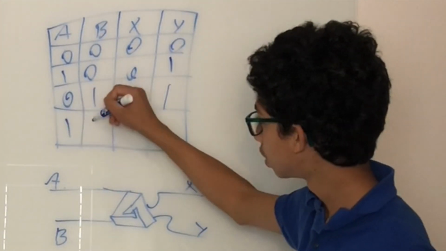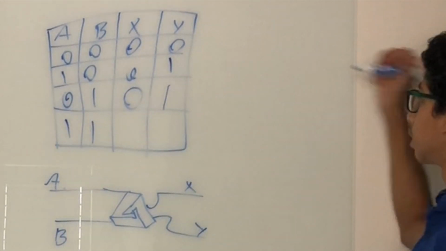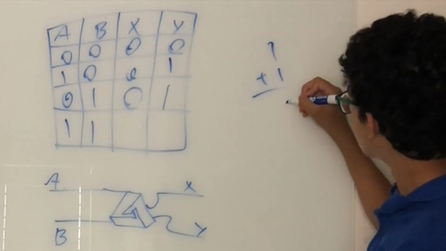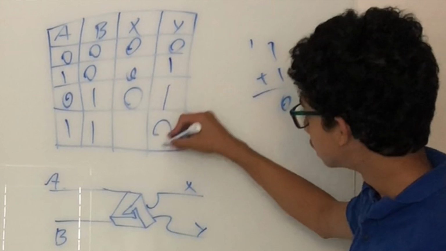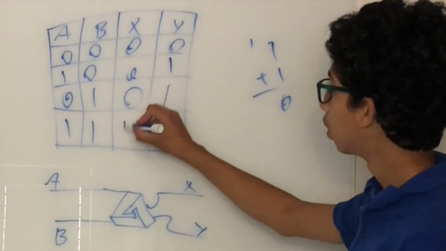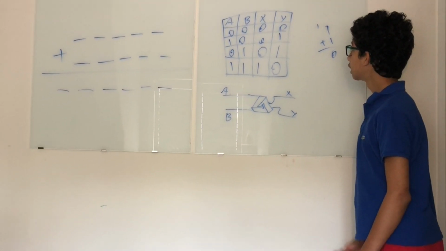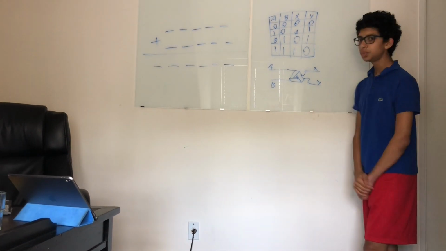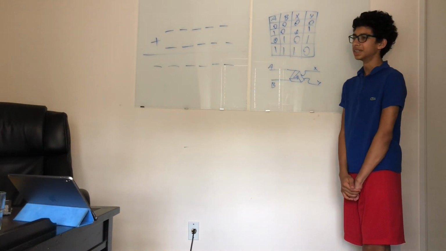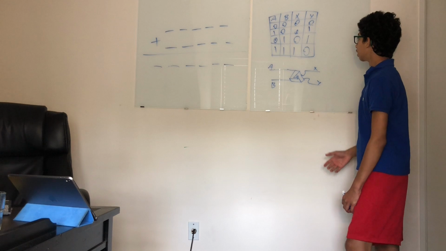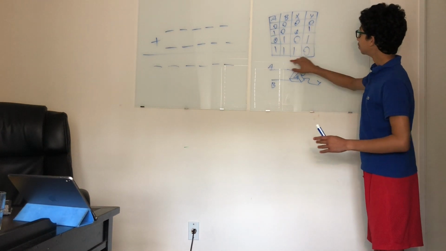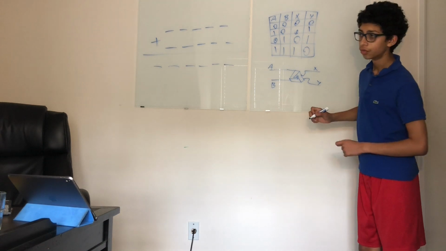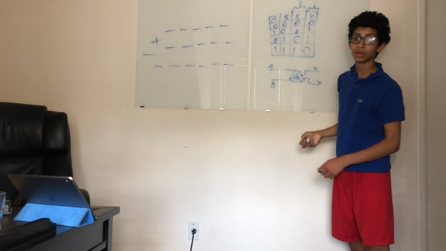And then we come to 1, 1. 1 plus 1, well, it would equal 0 and carry a 1. So Y would be 0 and X would be 1. And so there's our truth table. Because we have to use logic gates, or maybe we didn't have to, that's just what I used. And logic gates take in 2 inputs and put out 1. We need to have 1 gate for X and 1 for Y.